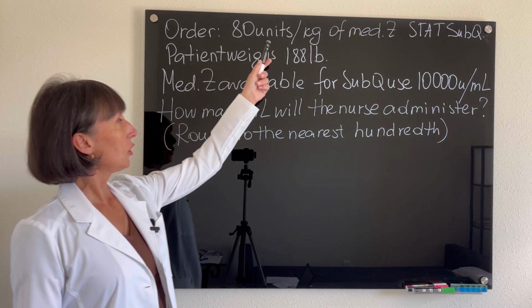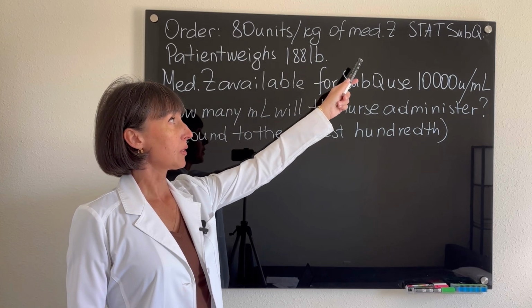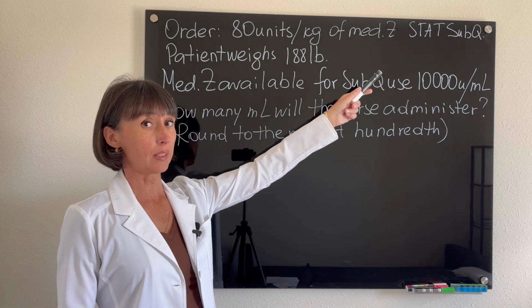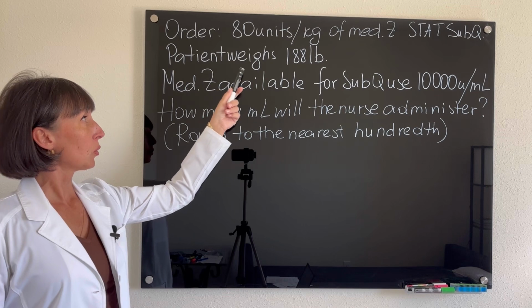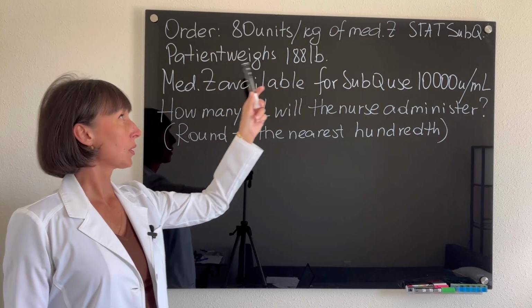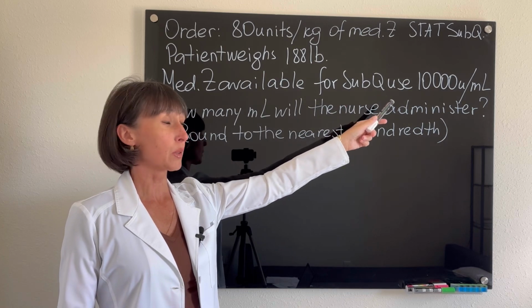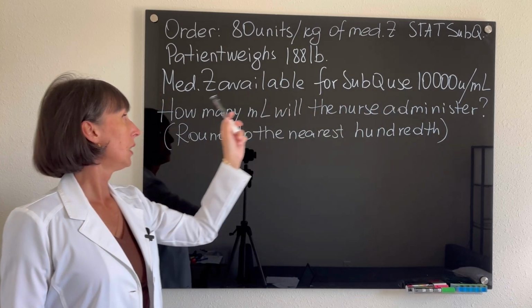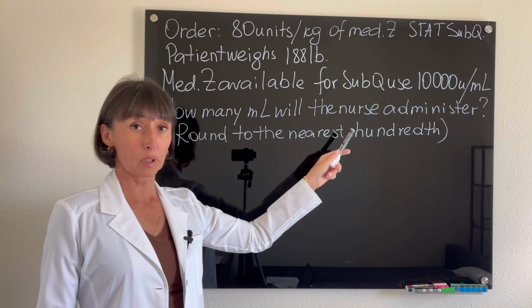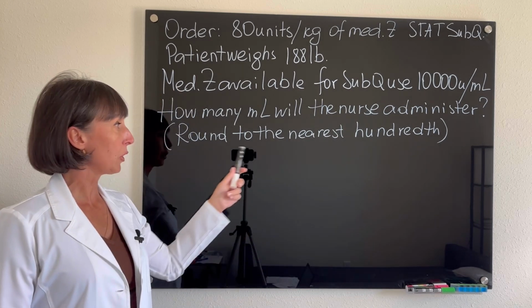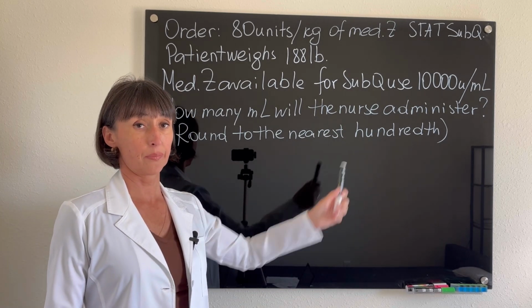Order 80 units per kilogram of medication Z stat subcutaneously. Patient weighs 188 pounds. Medication Z available for sub-Q use, 10,000 units per milliliter. How many milliliters does the nurse administer? And we'll be rounding to the hundredths.